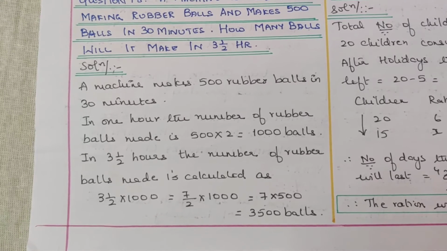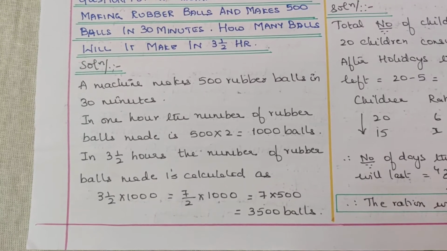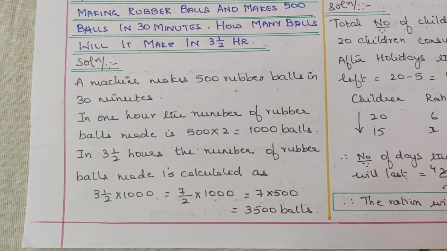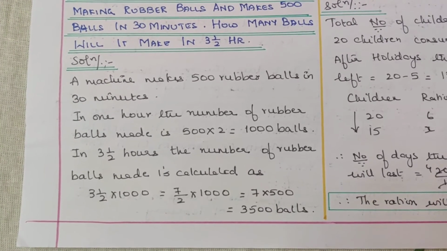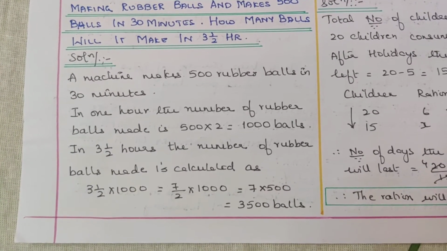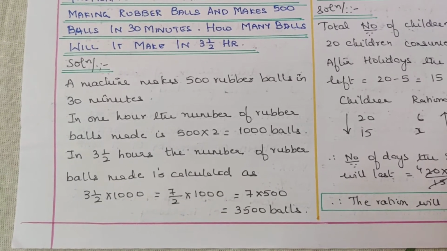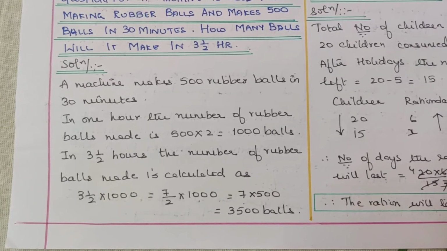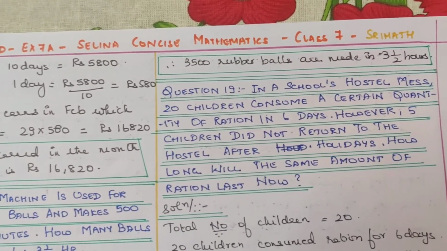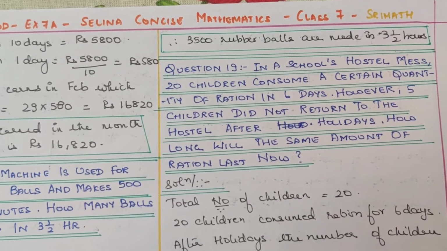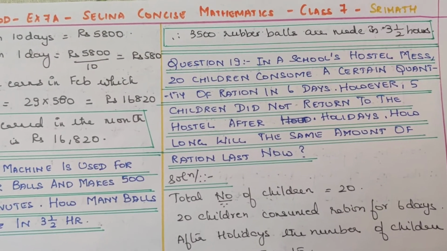Alright, in 3.5 hours, the number of rubber balls made is calculated as 3.5 into 1000, that is equal to 7 by 2 into 1000, that is equal to 7 into 500, that is 3500 balls. Please understand the logic and everything will be very easy. Therefore, 3500 rubber balls are made in 3.5 hours. Easy, isn't it? Yes, very easy.